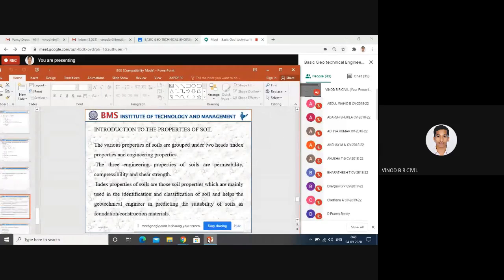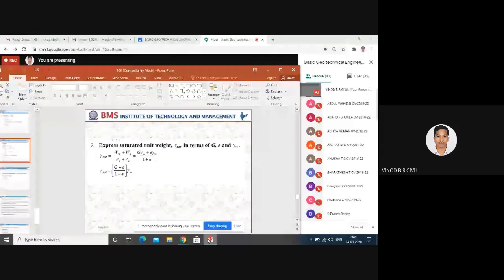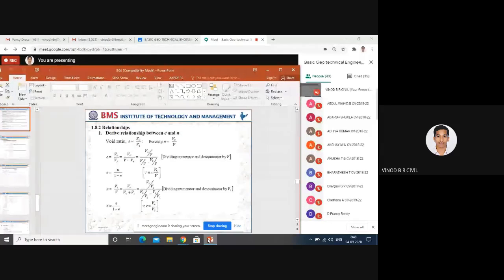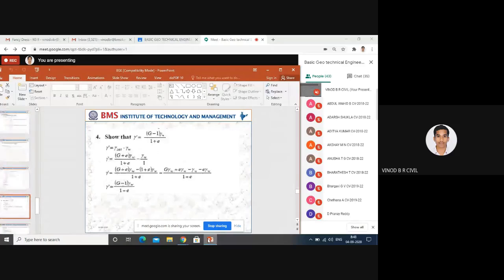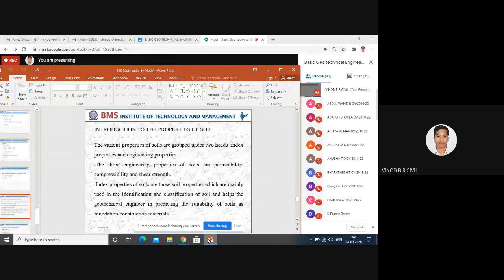These are the mathematical expressions. You can expect any one mathematical expression in examinations. Okay, and next, come to the theory part.